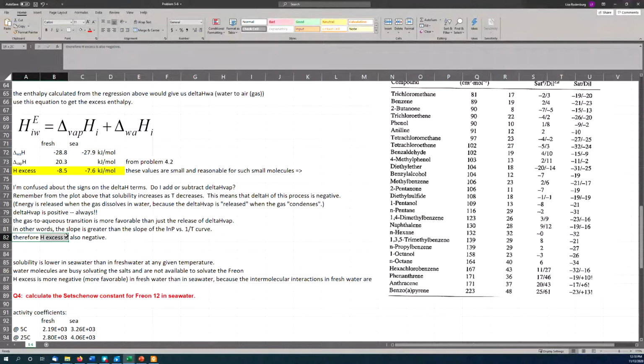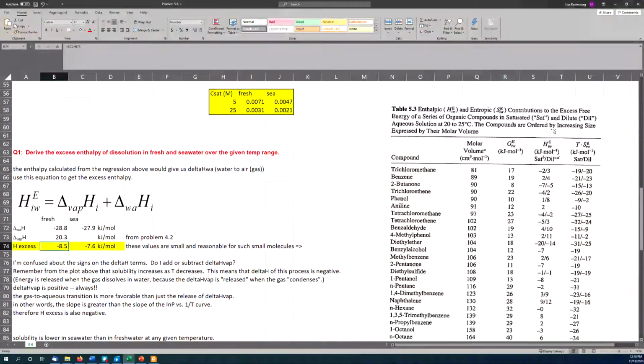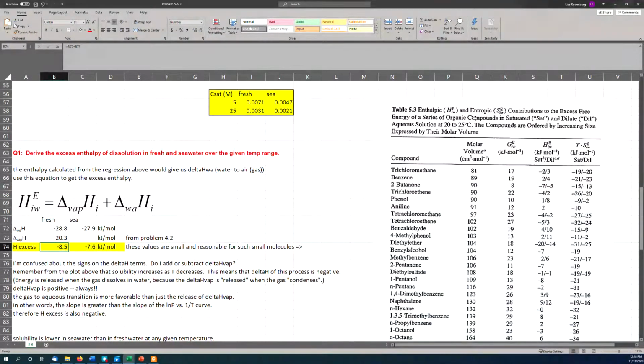And so that's telling you that this HE excess term must be negative. So we subtract the 20.3 off from these two terms, and we get minus 8.5 or minus 7.6 kilojoules per mole. And as always, we ask ourselves, does this make any sense? So we go over to our handy table over here. This is enthalpic and entropic contributions to the excess free energy of a series of organic compounds in saturated and dilute aqueous solution. One of the top ones here is trichloromethane, which is pretty similar to Freon 12. And the HE term is, depending on whether you're talking about saturated or dilute, -2 to +3.